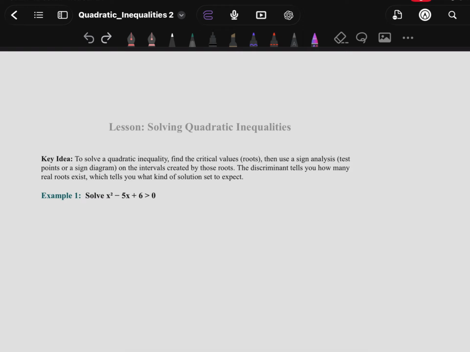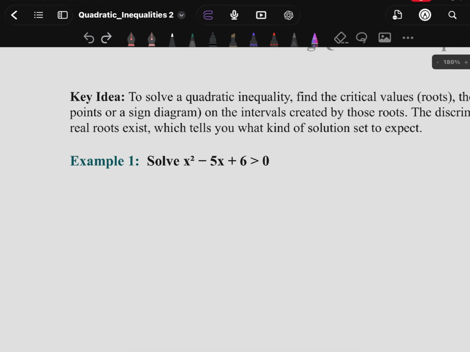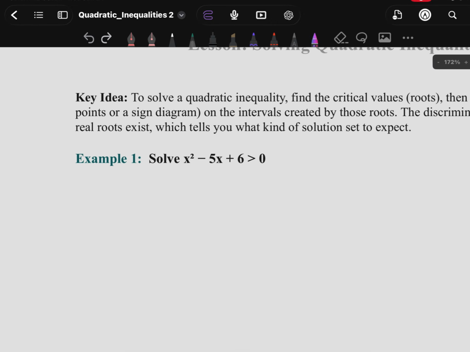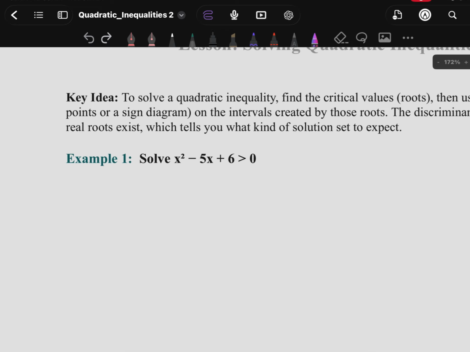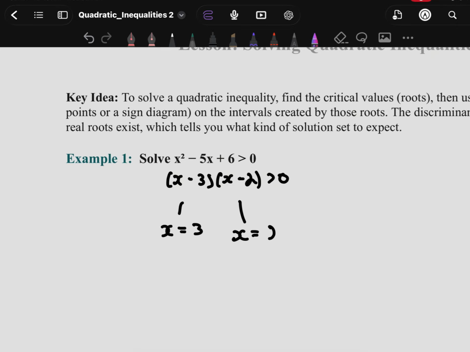Now this is giving us a quadratic and it's saying that it is greater than 0. And it wants us to solve the quadratic inequality. So the first thing I'm going to do is factor this out. What multiplies to 6 and adds to negative 5? What two numbers? Well, the first ones I'm thinking of are 3 and 2, or sorry, negative 3 and negative 2. And those multiply to 6 and add to negative 5. From here, our critical root values become x equals 3 and x equals 2.